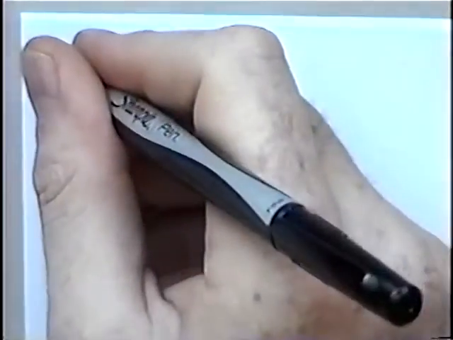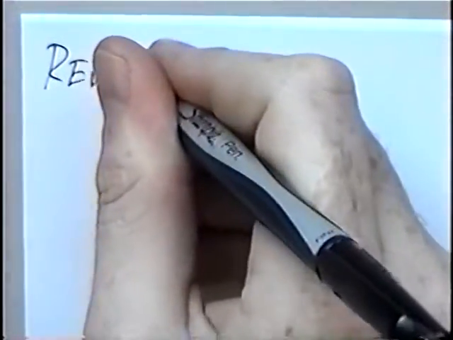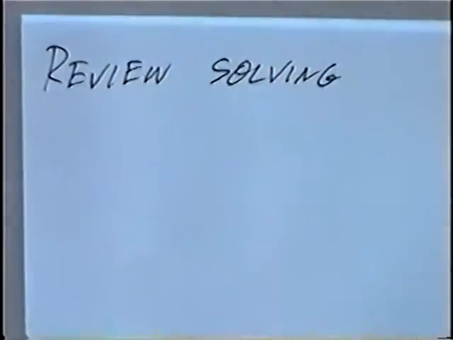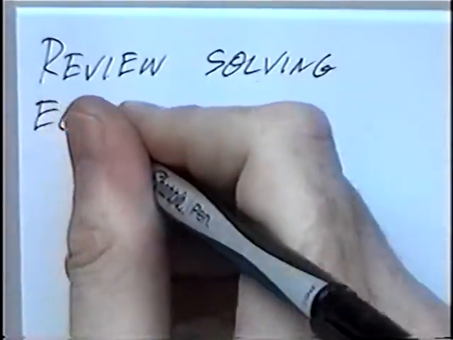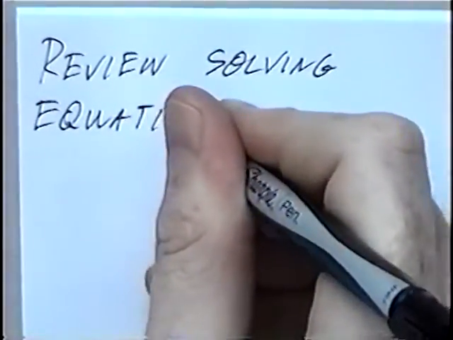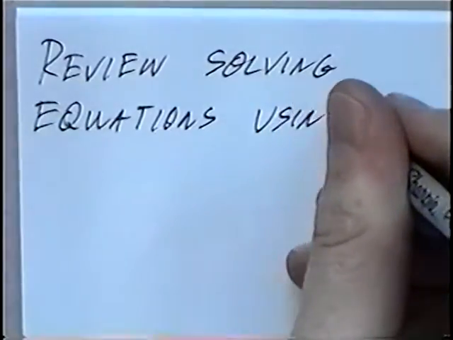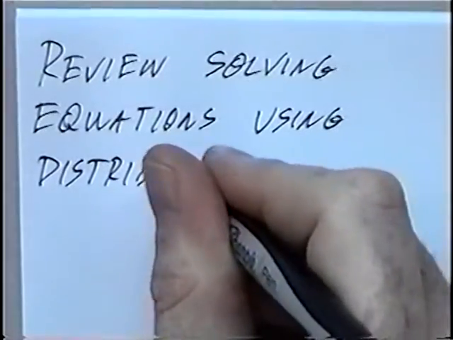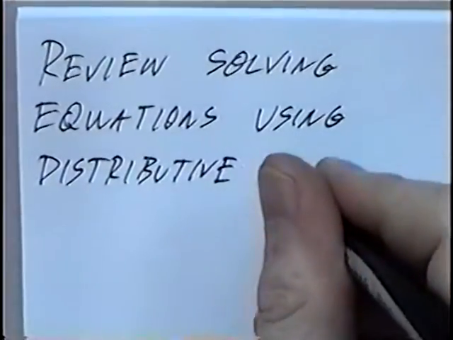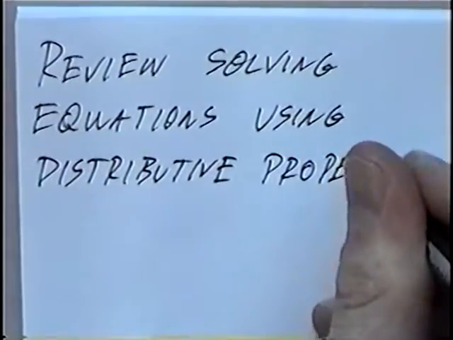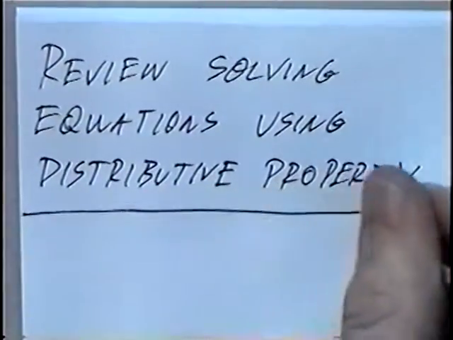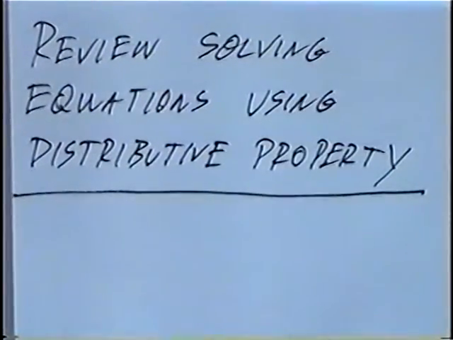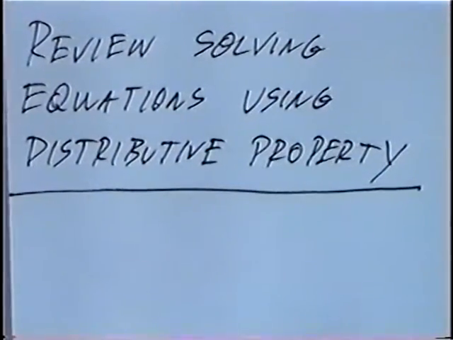Title of the first section is Review, Solving Equations, Using Distributive Property. In this section, we'll review solving equations, and distributive property means we'll distribute with the parentheses.